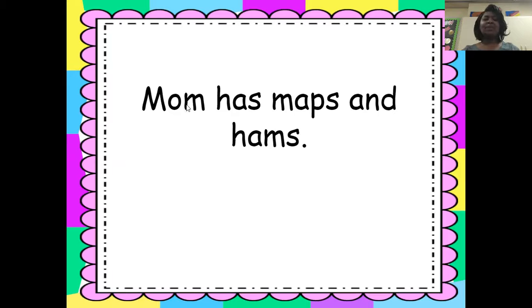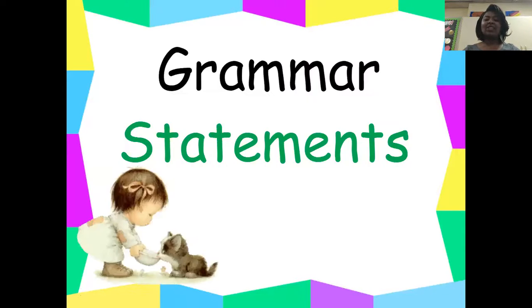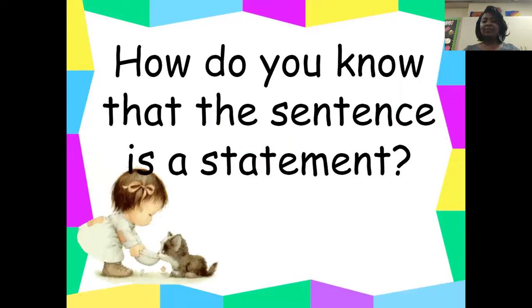Oh, you can blend this one. And I know you guys know these two words, has and. Mom has maps and hams. Maps and hams have plural S. After today's lesson, I can blend and read words with L blends. Good job.